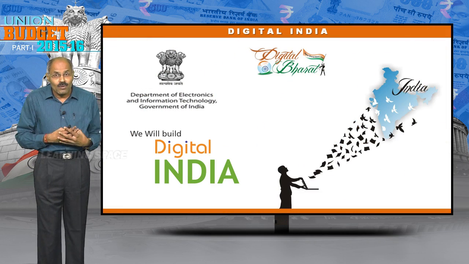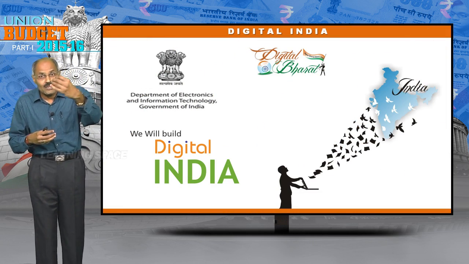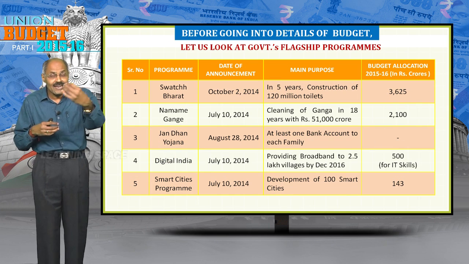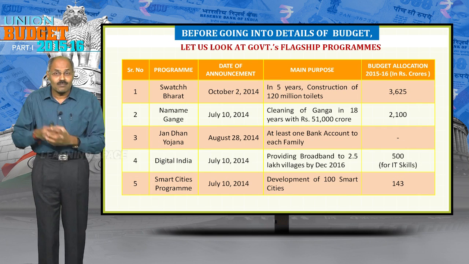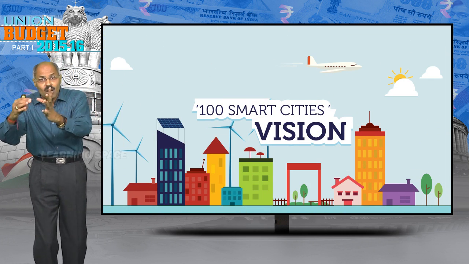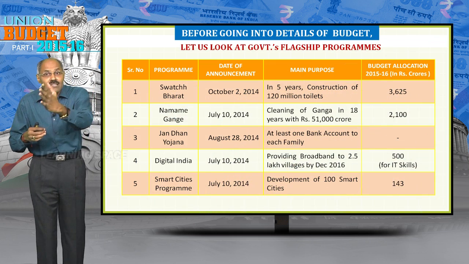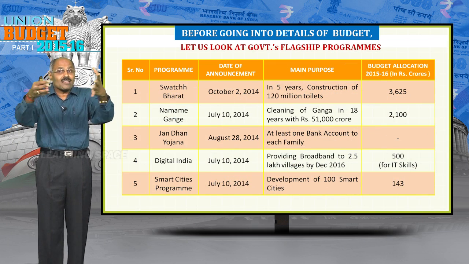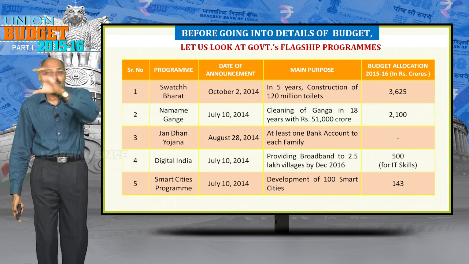Then Digital India program. Government wants to connect 2.5 lakh villages by broadband connectivity by December 2016. Then smart cities program, government wants to develop 100 smart cities. For that 143 crores allotment is given. So these are the main flagship programs of the government.